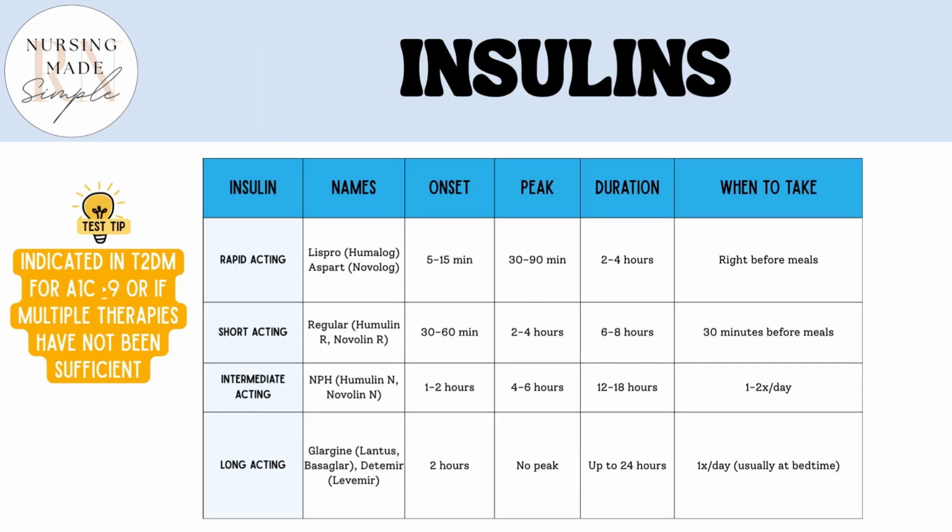All right, so that is most of our type 2 diabetes treatment medications. Now we're just going to go over some insulins. These are going to be more common in type 1 diabetes, but like I said, we definitely see patients with type 2 diabetes who go on basal insulin, and then there's even people who go on prandial insulin eventually. Test tip reminder: if you have a patient who has a hemoglobin A1C greater than or equal to 9, or if multiple therapies have not been sufficient, then basal insulin is recommended.